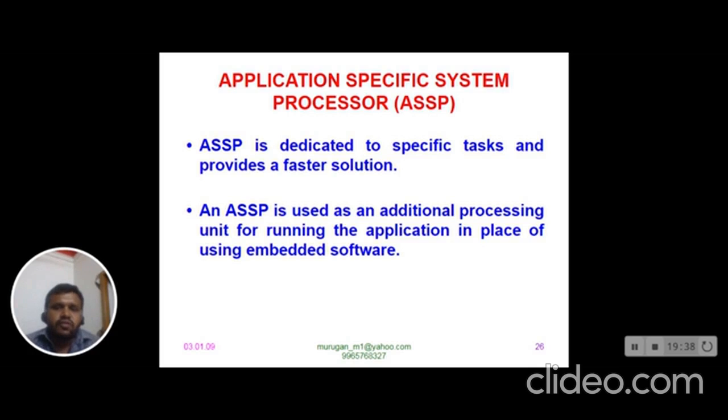In the application specific system processor, we are using an additional processing unit for running the application in place of using embedded software. That is in the industrial side. The examples of application specific system processors are IAM 7100 and W3100A. These are the main processors we follow in application specific system processors. Apart from this, many more processors also come in this category.